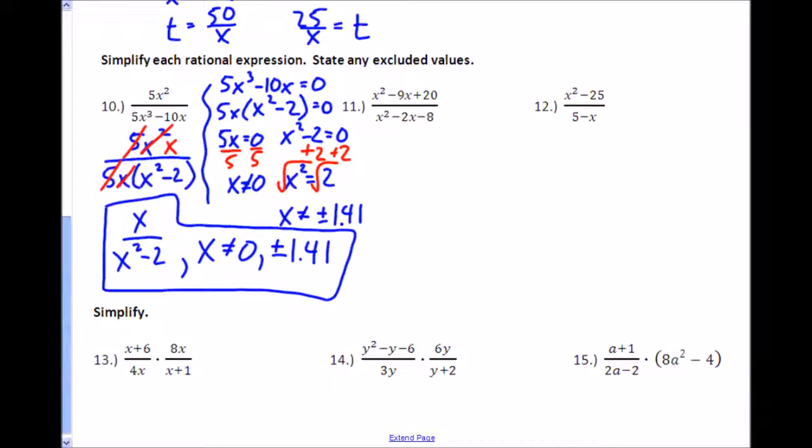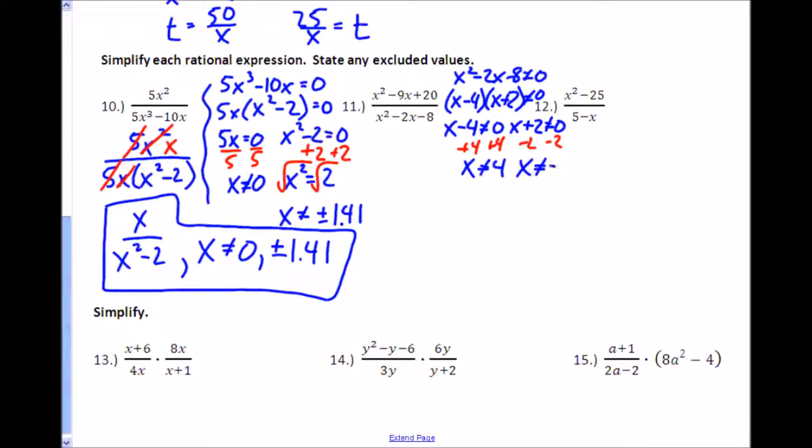And that's it. Okay? If I do the same thing for the next one, again, set the denominator equal to 0. These are my restrictions, the excluded values. I can factor this into an x minus 4 and an x plus 2. Again, I set each factor equal to 0, so x minus 4 cannot equal 0, x plus 2 cannot equal 0, and I solve each. I add the 4 to each side. Over here, I subtract the 2 from each side, so I found out that x cannot equal 4, and x cannot equal negative 2.